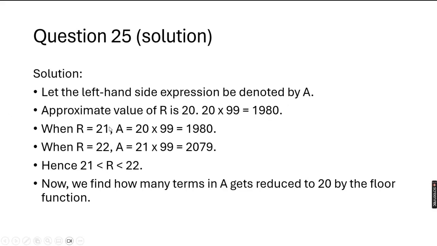And when r equals 21, this whole left-hand side term a equals 20 times 99, since every time it is reduced by 1, equals 1980. And when r equals 22, a equals 2079. And as r is between 21 and 22, now we find how many times an a gets reduced to 20 by the floor function and how many gets reduced to 21.